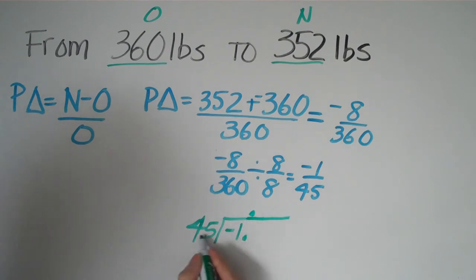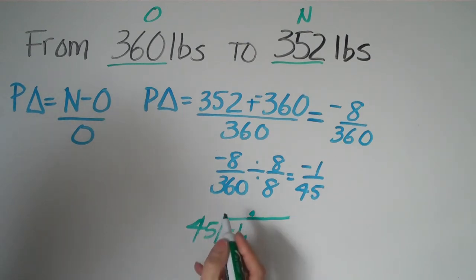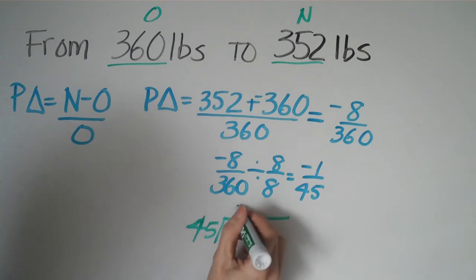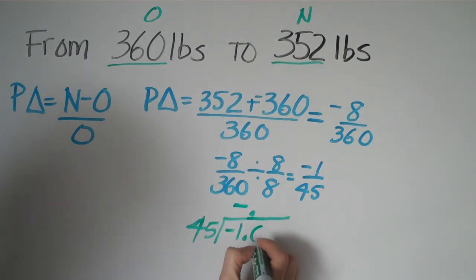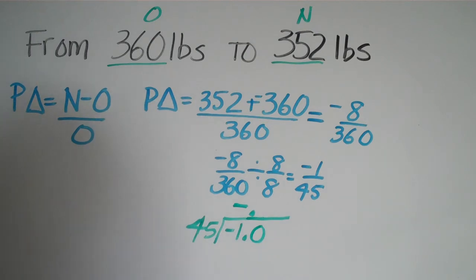And you know, if you have the same signs, you'd get a positive answer. Well, we have different signs here, so we're going to get a negative answer for sure. And I'm going to have to add a 0 there. And in fact, we're going to have to add another 0.